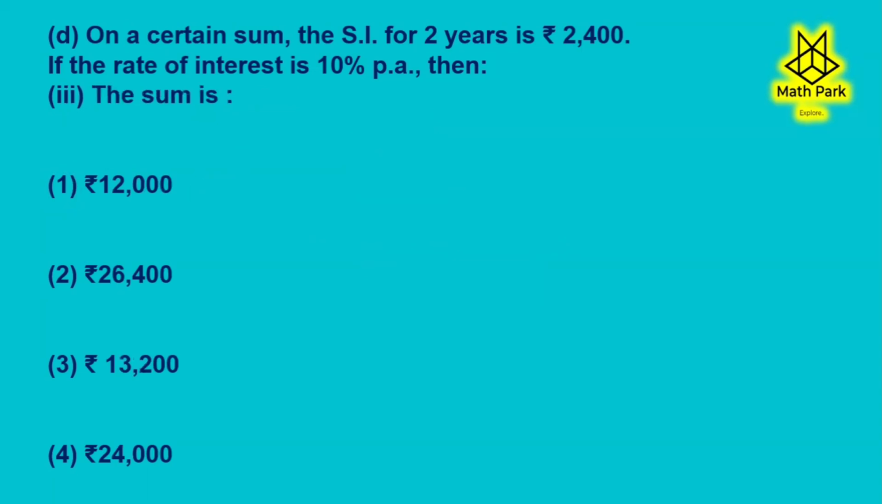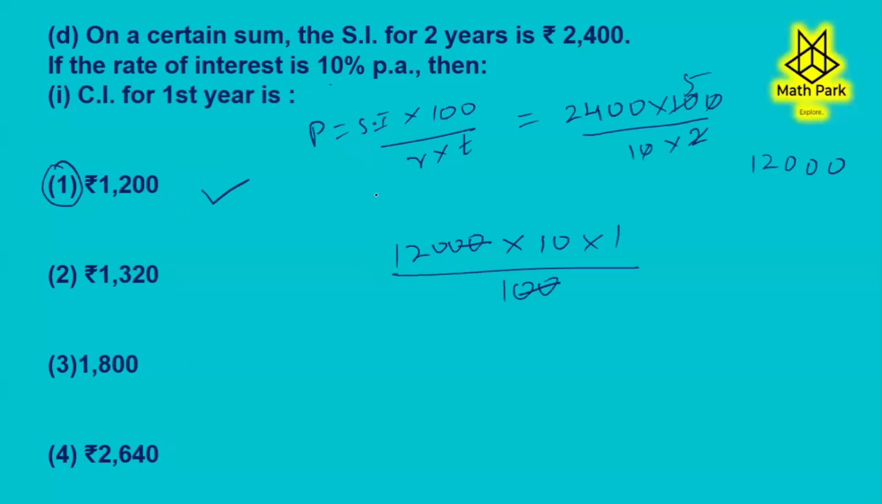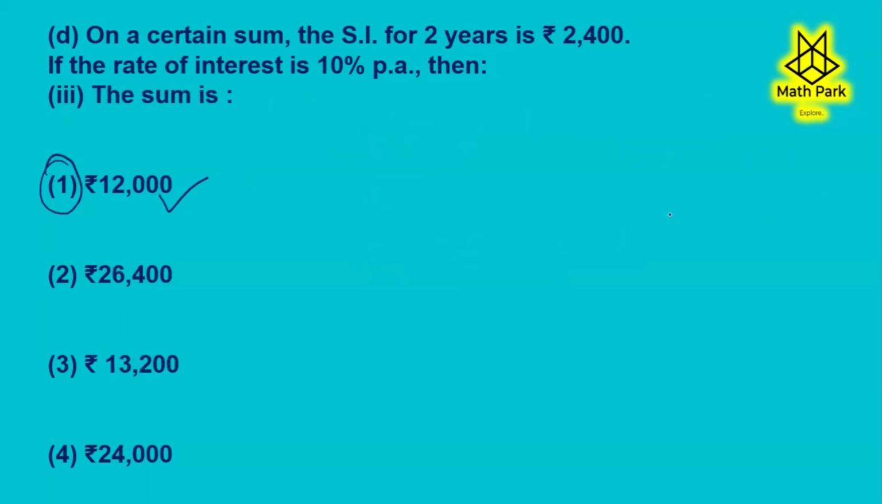And then, on a certain sum, simple interest for 2 years is this. The rate of interest, the sum is. The sum we have already calculated in the first part, it was 12,000. Again, if you want to see the calculation, here it goes. This was actually required for the first part. So 12,000 is the answer for C.